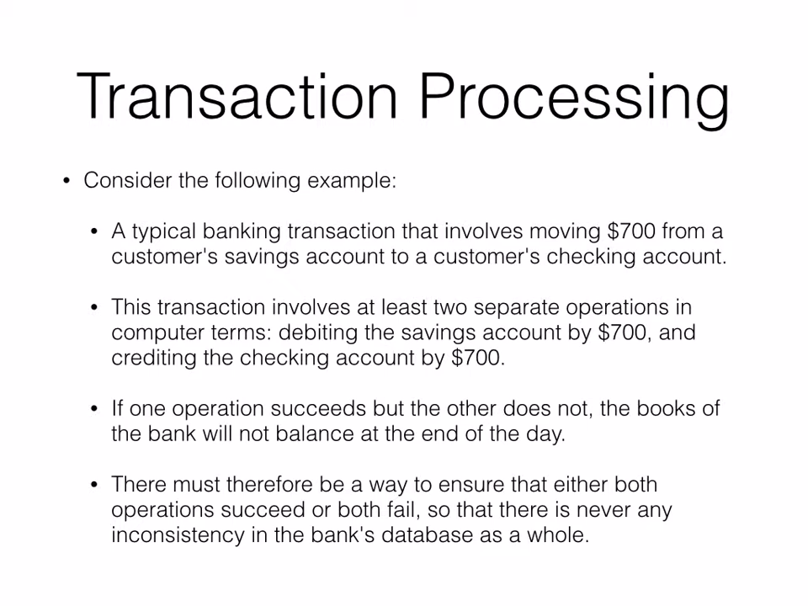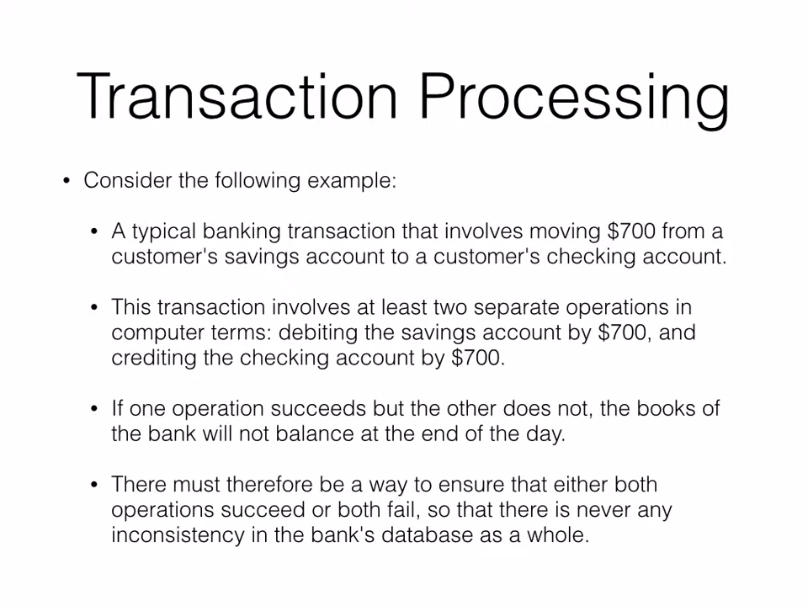So consider the following example. I talked about banks, right? A typical banking transaction involves moving $700 from a customer's savings to a customer's checking account. So the transaction involves two separate operations, right? In computer terms, it requires debiting the savings account by $700 and then crediting the checking account by $700 itself. If one operation succeeds but the other does not, the books of the bank will not balance at the end of the day.